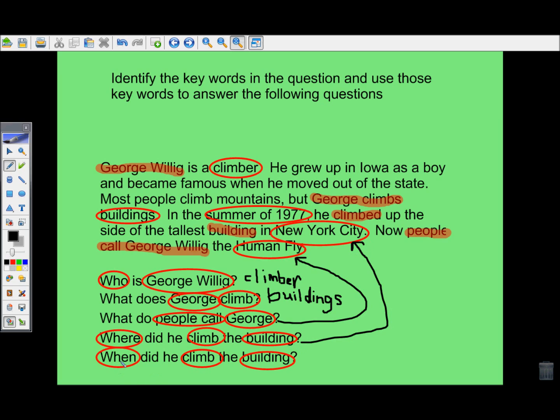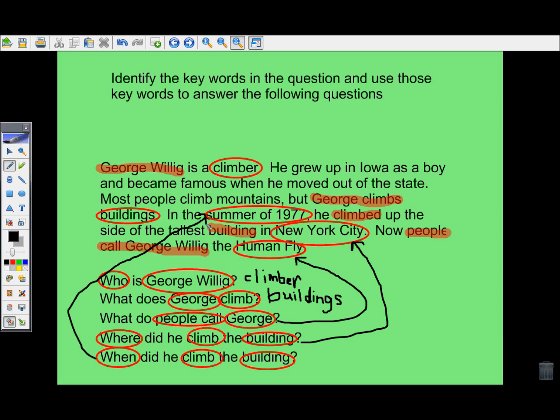Then I wanted to know when did he climb buildings. So I'm still using those keywords of climb buildings. And I'm looking for a when, a time. My when he climbed buildings says in the summer of 1977. He climbed the side of the tallest building. So when he climbed buildings will be right here, the summer of 1977.